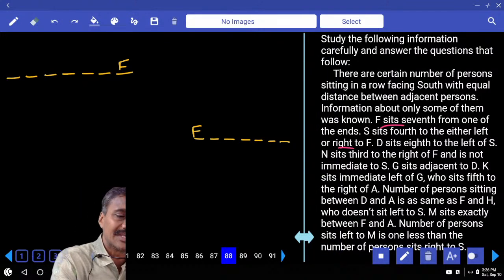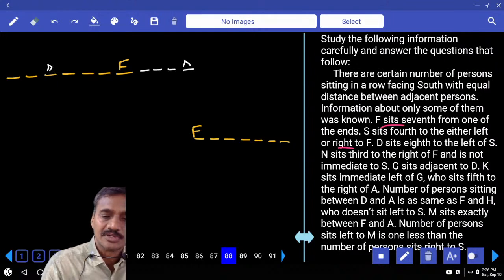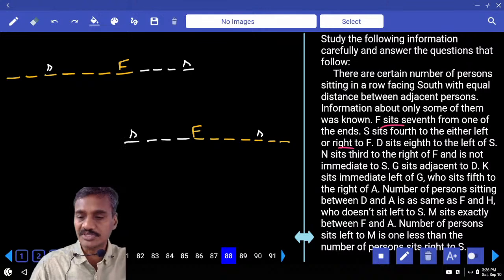And F ki fourth or right or left lo evaru unnali cheppandi? Yes. 1, 2, 3, yes can be here. Now in this one 1, 2, 3, yes, or 3 persons between F and S, now S can be here. Okay kada? Two possibilities in each of this one.